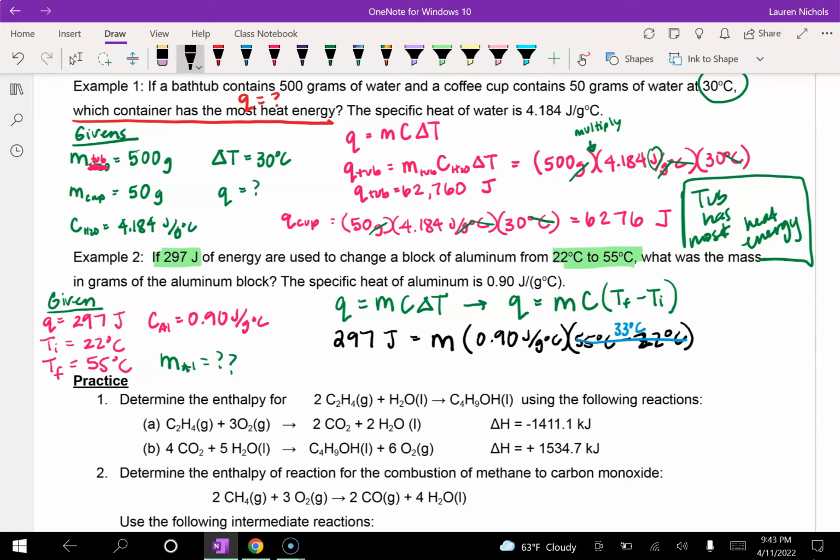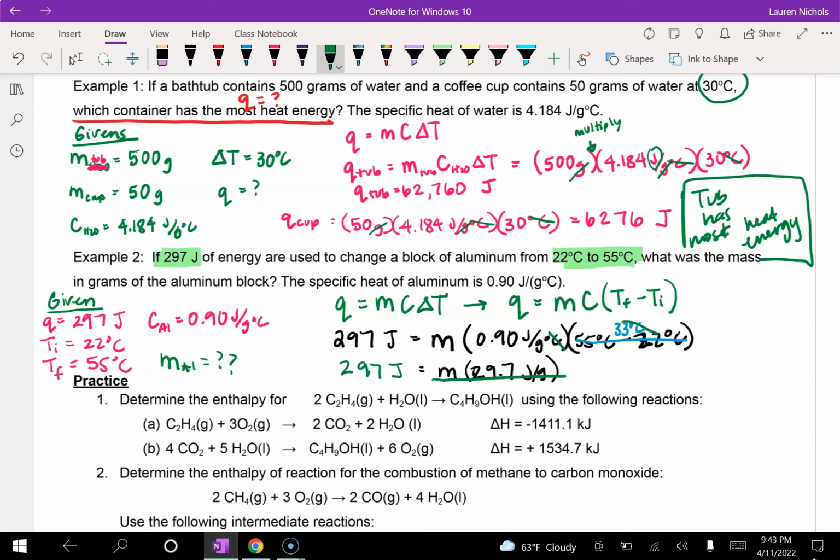If we simplify the right side further by multiplying the 33 degrees times the 0.90, we get that the right side is M times 29.7 joules per gram. So notice that the Celsius is going to cancel out with the Celsius here. Okay, so we get joules per gram times M equals 297 joules.